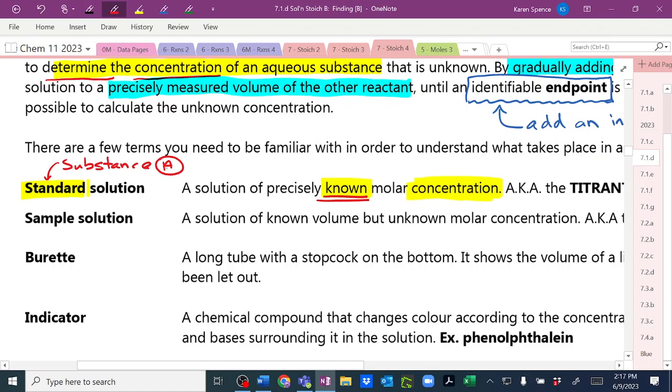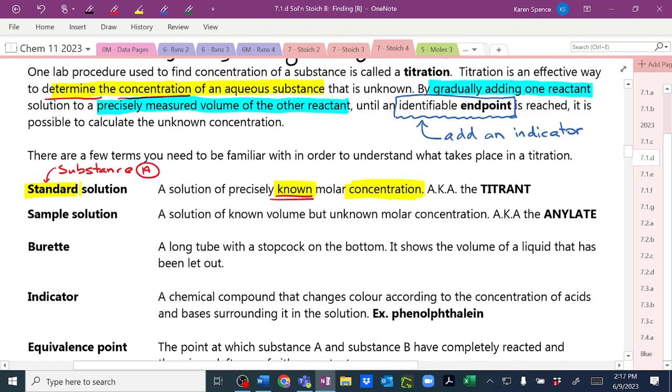There is another word for it. I'm not going to require you to know this. It's in here because I use the same worksheet in grade 12. It's called the titrant, but we're going to put a little black diamond beside that because that's a lot of words to learn all at once. Might as well just learn that it's the standard.